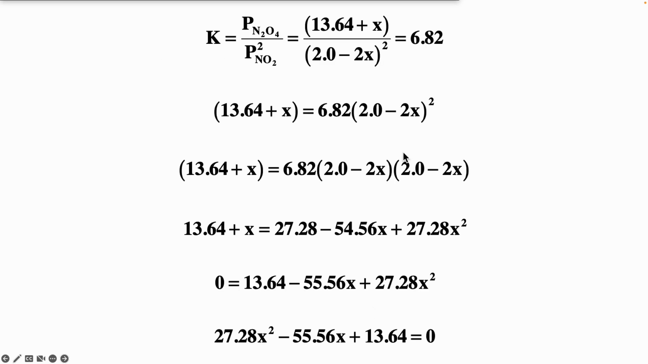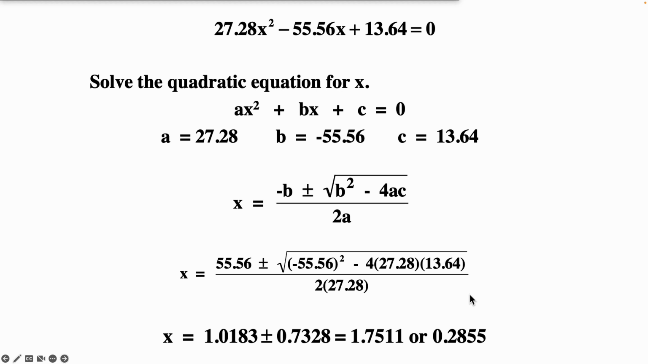Now, we're going to have to multiply this out, so we multiply both sides by this term, and we get that. Then we multiply throughout here, and we do some algebra: subtract 13.6 from both sides, subtract x from both sides, and we end up with that. And so we end up with a quadratic equation, which we can solve using this formula.